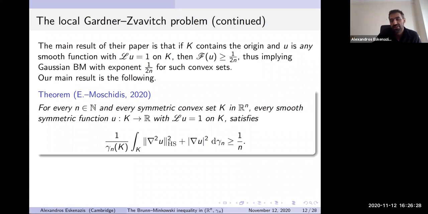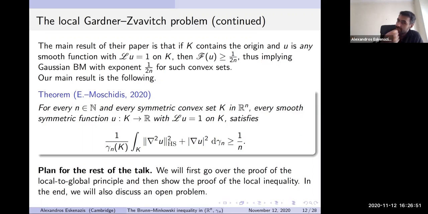So our main result is really completing the program of Kolesnikov and Livshyts. So for every n and every symmetric convex set, every smooth symmetric function solving the elliptic equation satisfies the functional inequality with lower bound 1 over n. So the average of the Hessian squared plus the gradient squared is bounded below by 1 over n. So it's really completing the program.